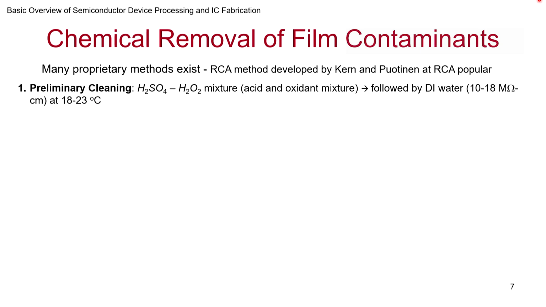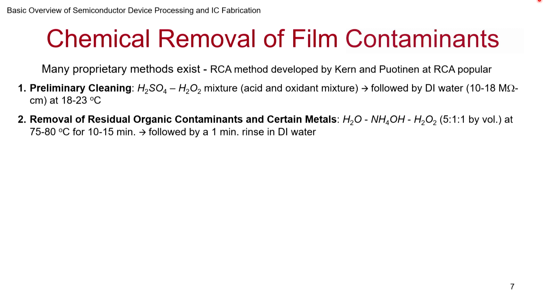You do the DI water rinse and get rid of that H2SO4, H2O2 that you used for the first step of cleaning. After this, we come to the organic cleaning. We try to get rid of all organic contaminants and certain metals. Here you use a slightly basic solution, and again an oxidizing agent, H2O2, along with ammonium hydroxide, in a mixture with water. And when we say water, we mean DI water, which is extremely pure and has very high resistivity when you start using it for the mixture.